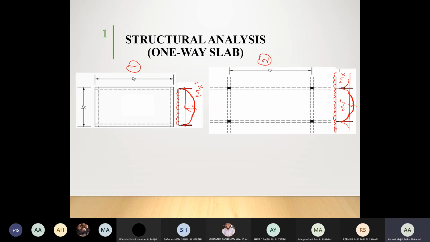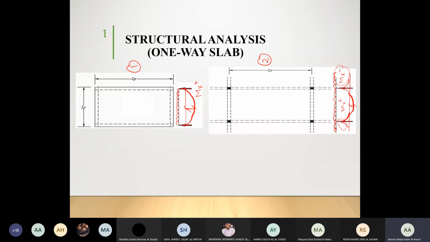So in summary, for case number 1, there will be only one moment to be calculated, which is mx positive. In that scenario, you used to calculate it as WL squared over 8 if it's uniform. The other scenario is where you have two moments, mx positive and mx negative. Mx negative here can be different from this value as well. It depends on whatever arrangement of slabs you have.